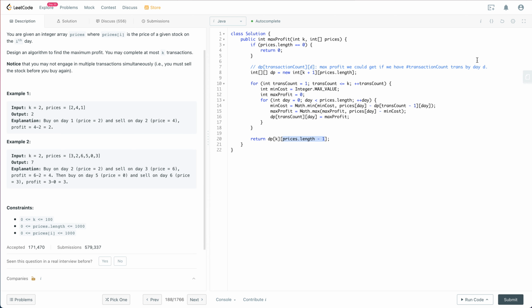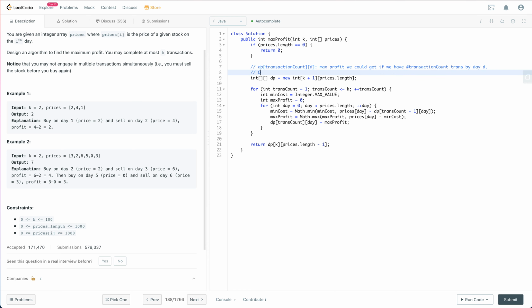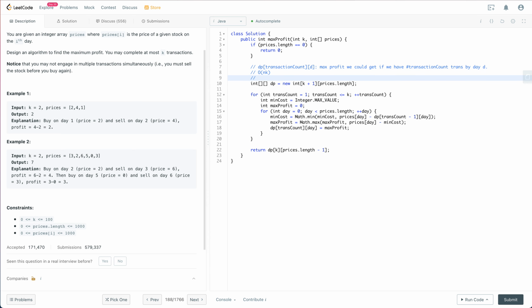So you can see that for this DP solution, let's say the length of the prices array is n, so the runtime is going to be O(nk), and space-wise it's also going to be O(nk). Although there could be some more optimization.